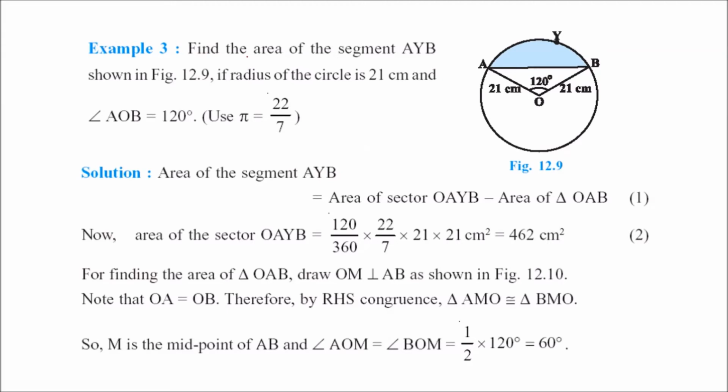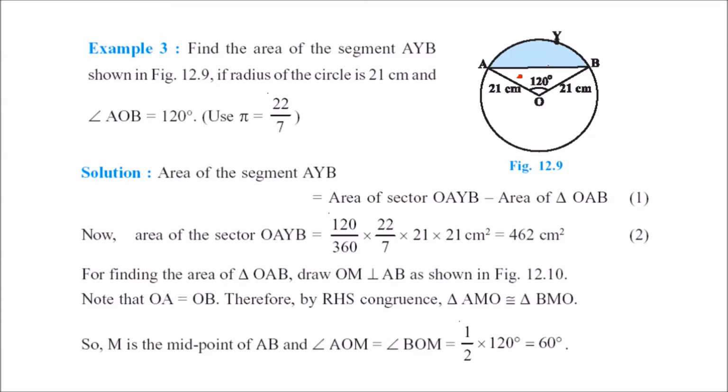Now you have to find out the area of the segment AYB, this segment, this blue region, if the radius of the circle is 21 and angle AOB is 120 degrees. So what we have to do is, to find this region, we first find the area of the sector, and then we subtract this triangle from this sector.